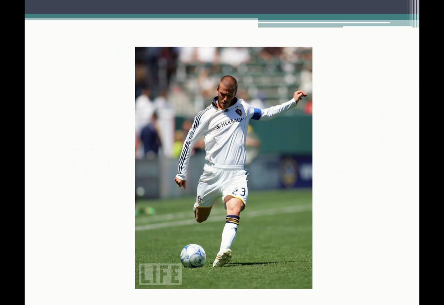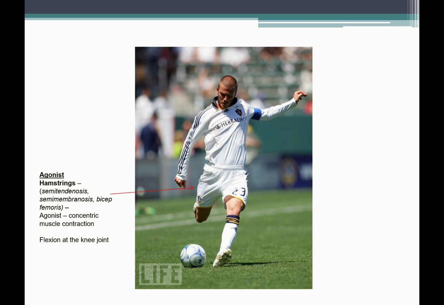So if we take this picture here of David Beckham and we look at his right leg, as you can see, what we've got there is flexion at the knee joint. In order for him to prepare to strike the ball, he lifts his leg back and bends his knee, and therefore we've created flexion. So the agonist in this movement is going to be the hamstrings. The hamstrings are made up of the semitendinosus, the semimembranosus, and the biceps femoris. And it's concentric contraction that we're getting in the hamstring here, which again enables us to identify the hamstrings as the agonist.